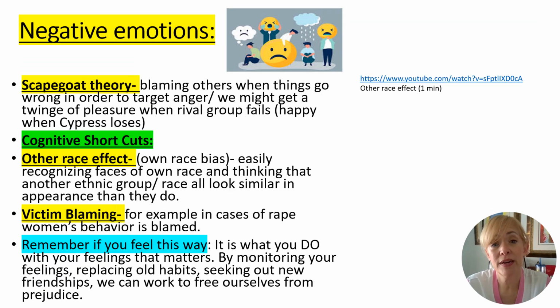This slide is trying to explain some of the terms that you need to know regarding negative emotions, like scapegoat theory. And you know what? Sometimes scapegoat theory is something that individuals do to help them feel better. You blame others when things go wrong in order to target your anger elsewhere. It's easier than blaming yourself. But you also have to know other terms like other race effect and victim blaming. These are all wrapped up in negative emotions.